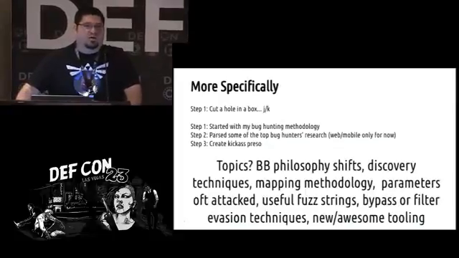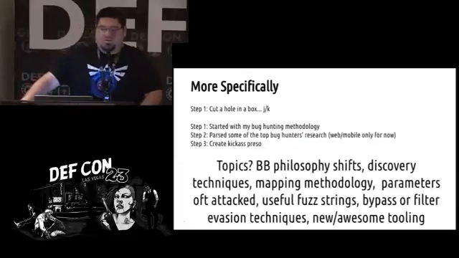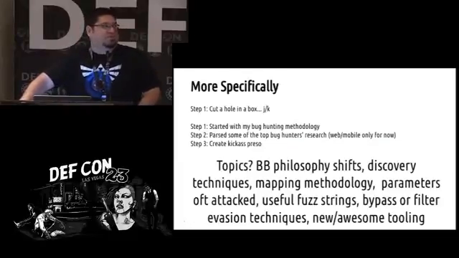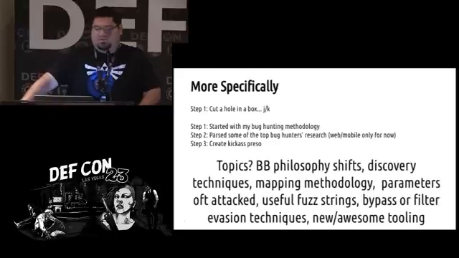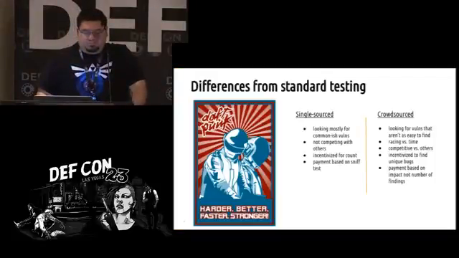Philosophy shifts from traditional web app testing to bug bounty testing. Discovery techniques, mapping methodology, parameters often attacked, useful fuzz strings, bypass or filter evasion techniques, and some tooling that I think is cooler than other tooling. Cool. So the first section is philosophy.